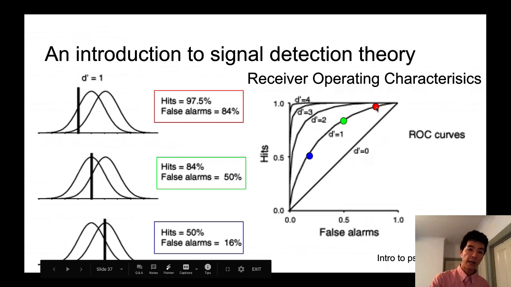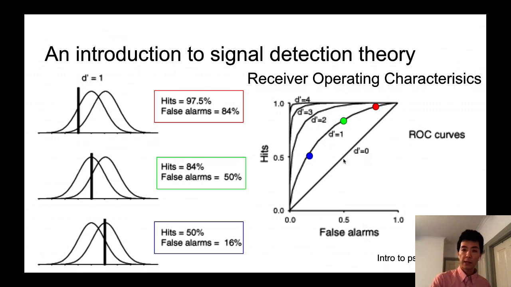This is a highly lenient criterion. This is a more conservative criterion, and with the most conservative criterion you say no all the time. And notice that this is a potential problem of consciousness research when you are asking people to say yes, I saw it, or no, I didn't see it. If you do not shift the criterion, then you will never know whether it is a problem of criterion or sensitivity.